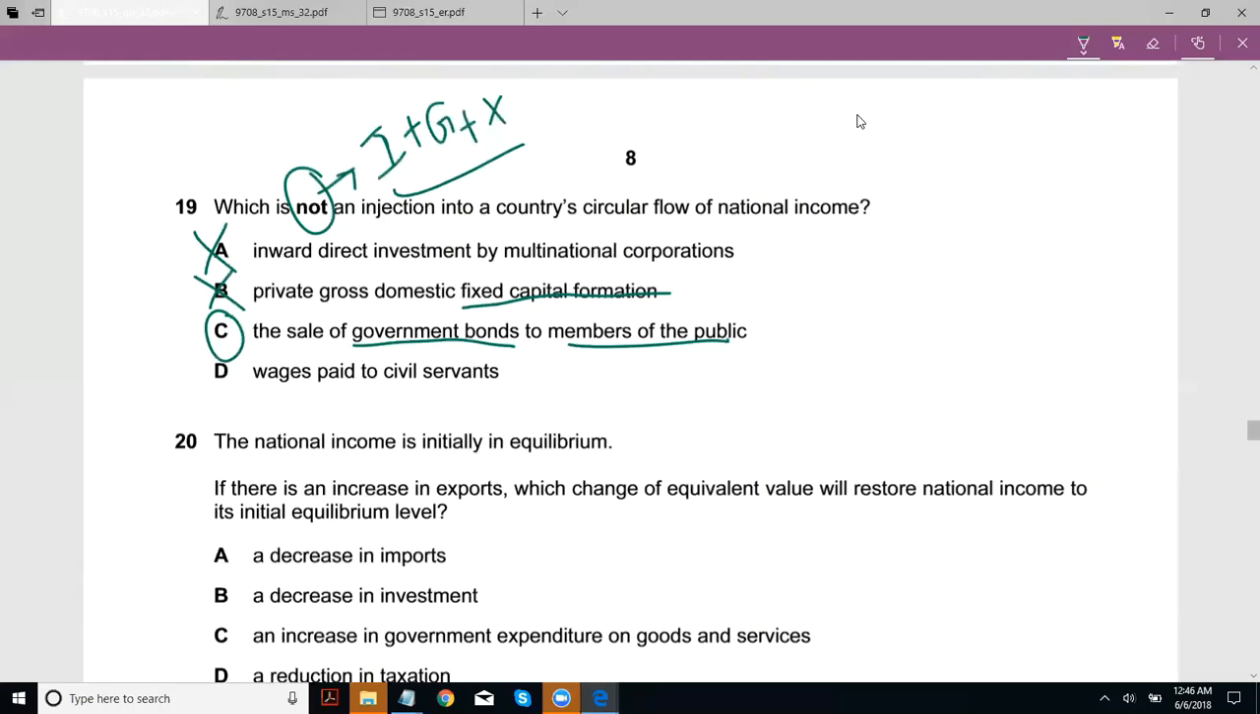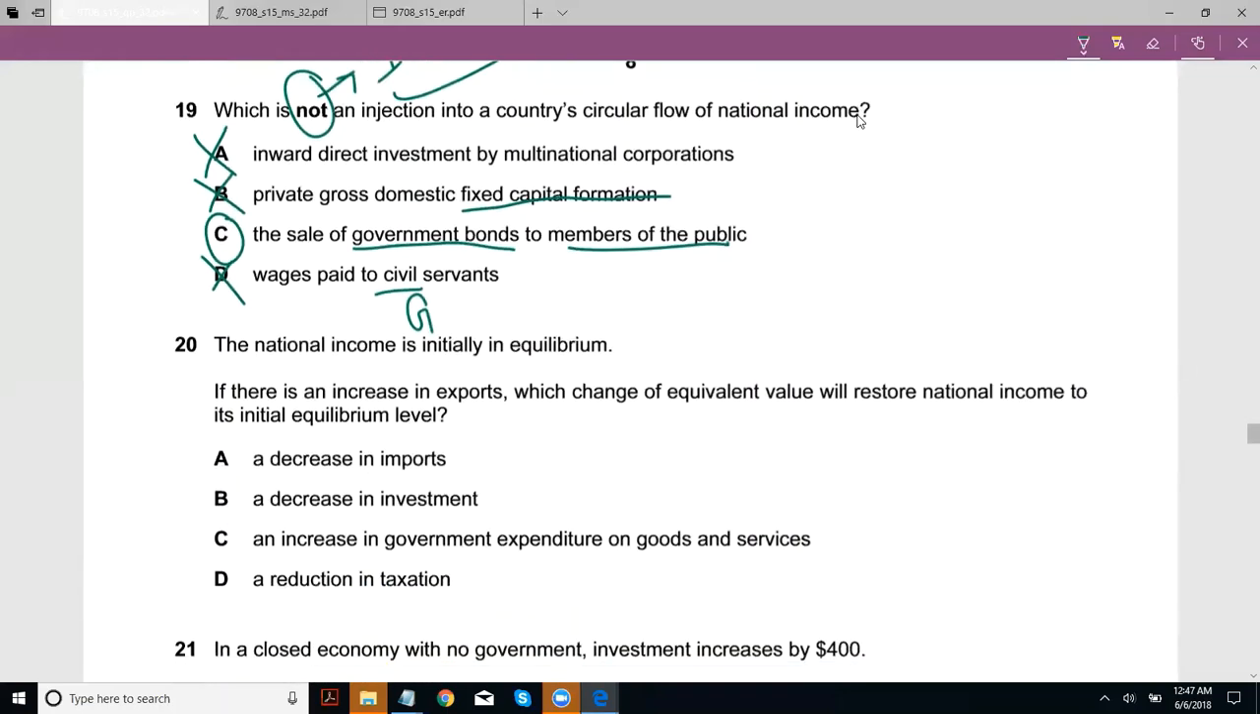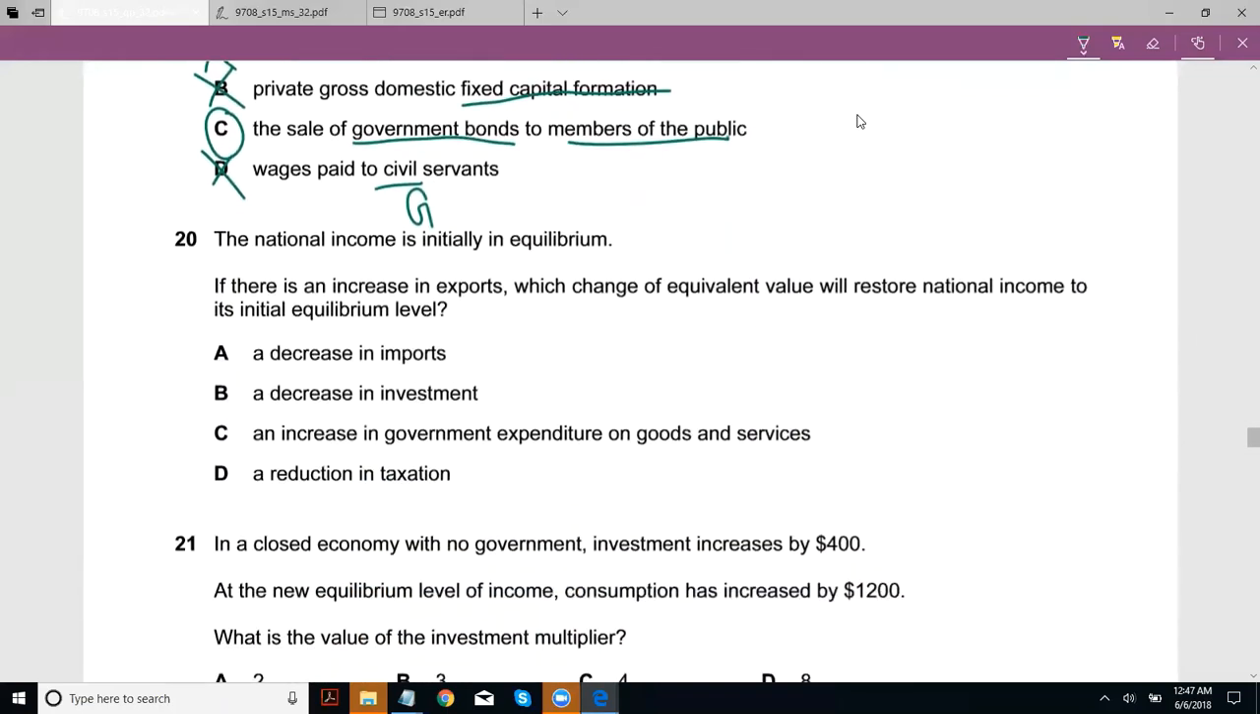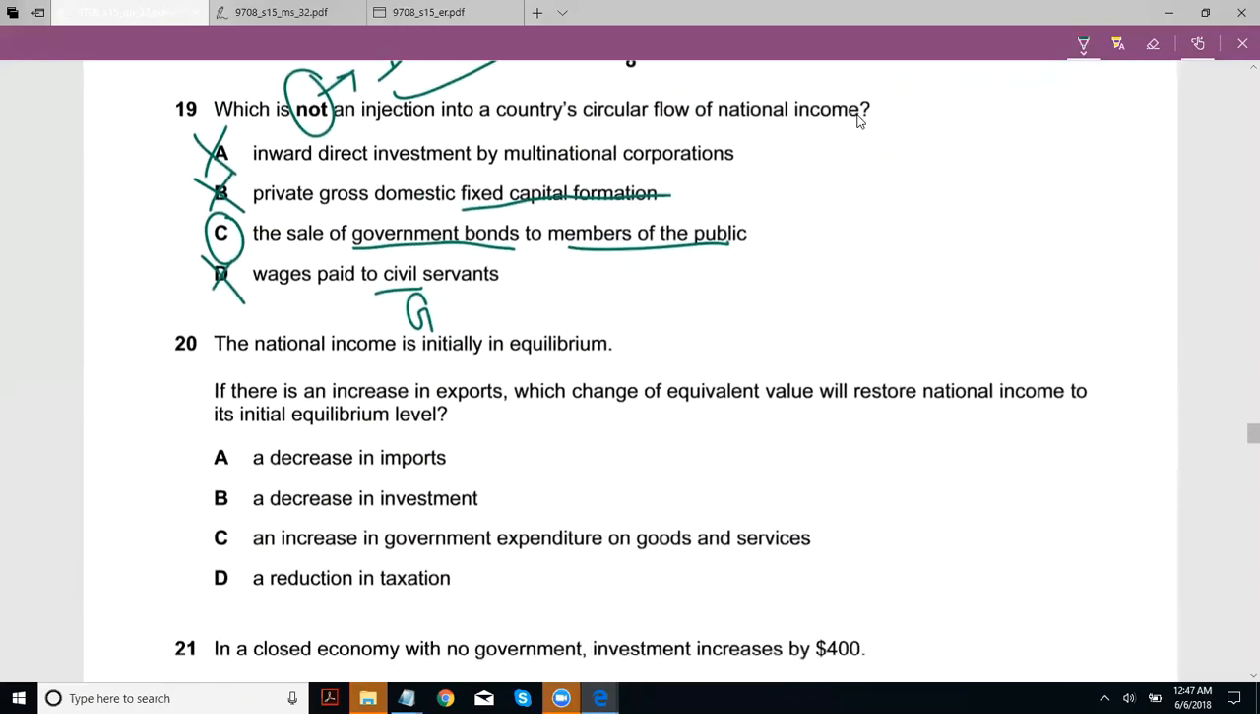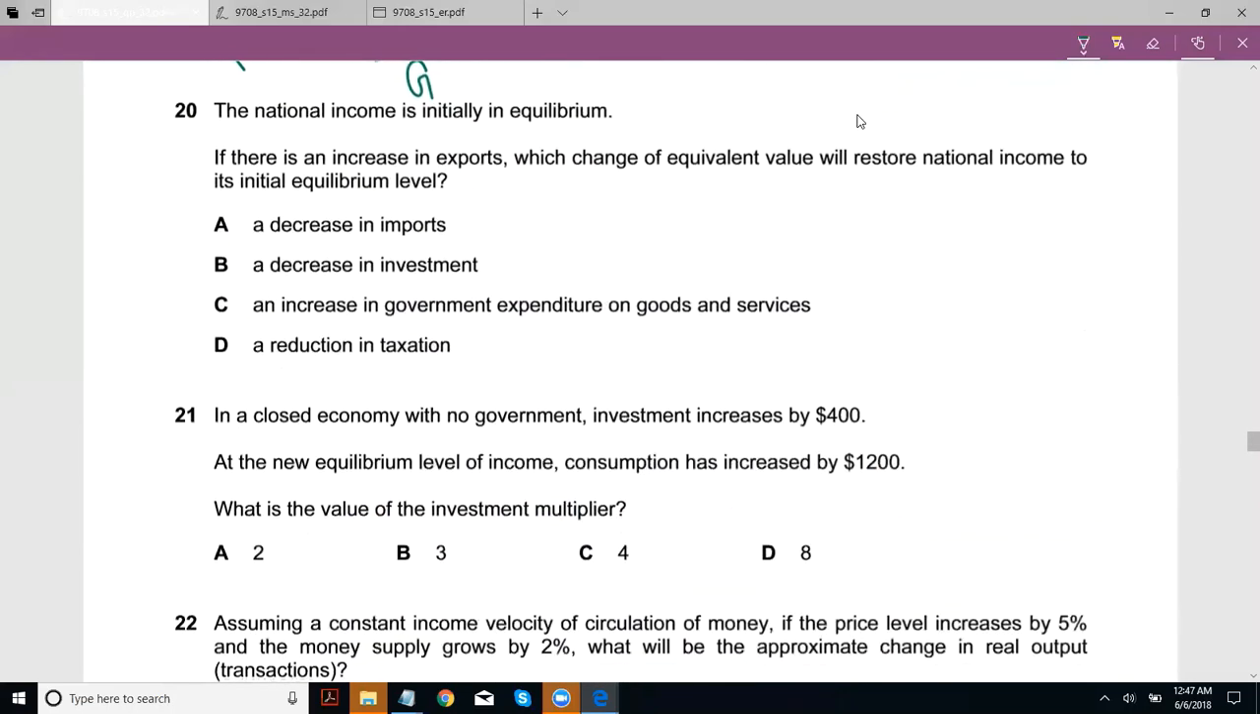But if you look at D, I don't think this is an injection either. Or would I say it is, because I would say this is government expenditure to civil servants, right? So it's still government expenditure, I would say, which is why you can cross out D, and C would be your right answer, because just because the government is giving you bonds doesn't mean that wouldn't classify as government expenditure. It doesn't classify as investment, obviously. Definitely not export revenue, so you can just pick that.